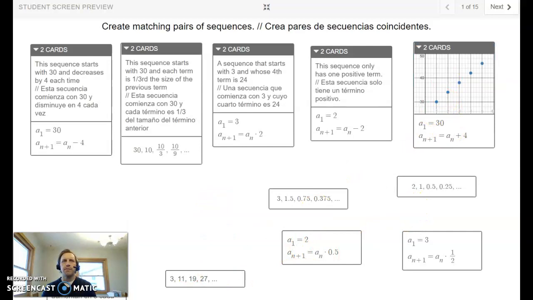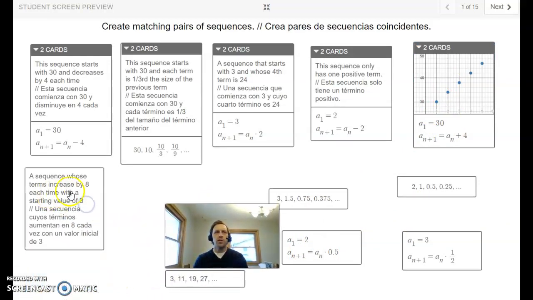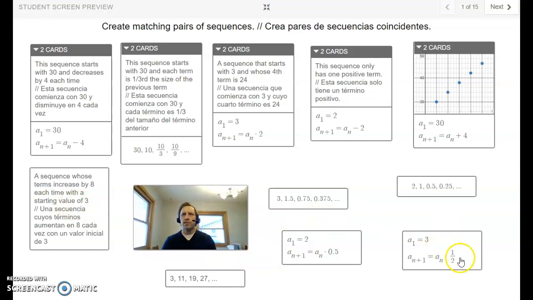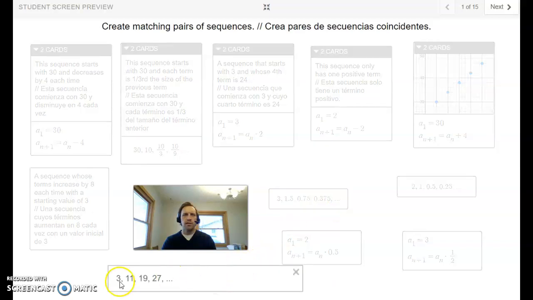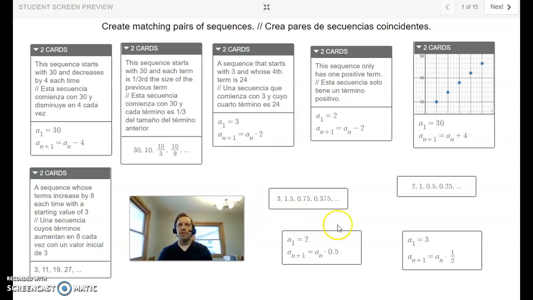And now I have, oh, I'm hiding one here. A sequence whose term increases by 8 each time with a starting value of 3. Oh, so this one starts at 3, but that's multiplying. This one starts at 3, but that's decreasing by 1/2. This one starts with 3 and it's going up by 8 each time. There we go.